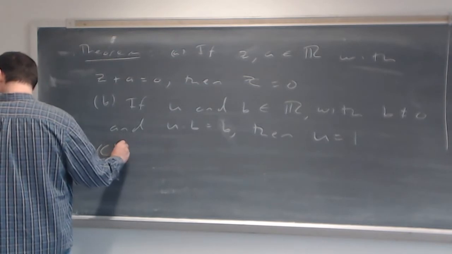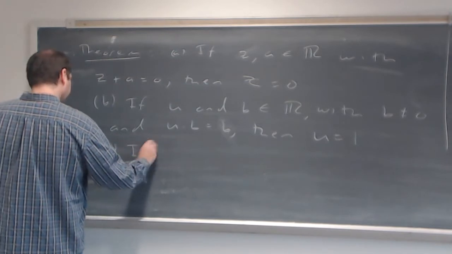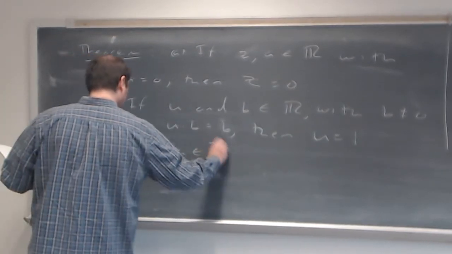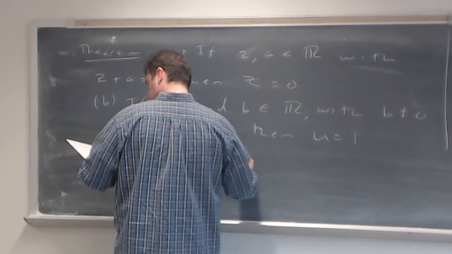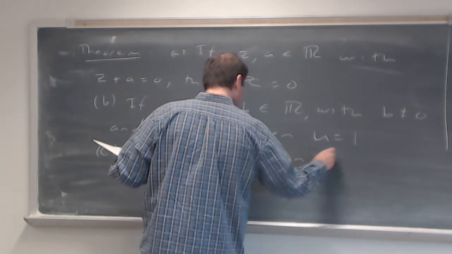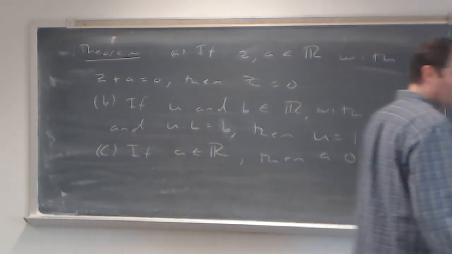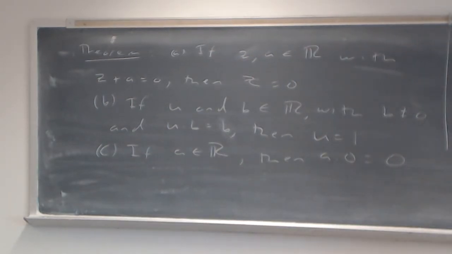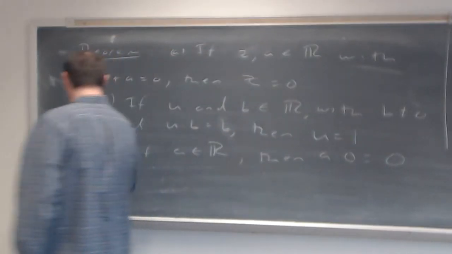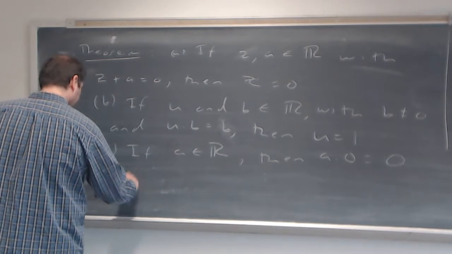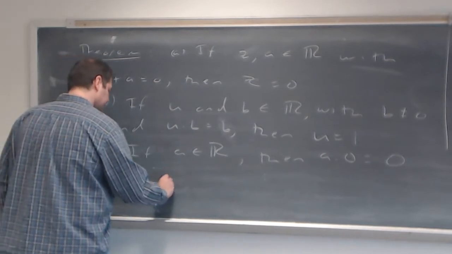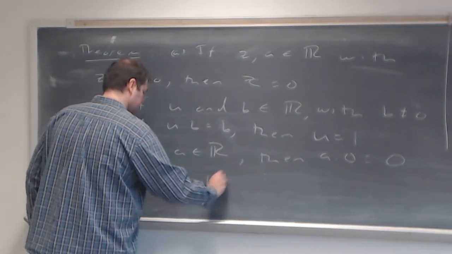Part C says, if A is a real number, then A times 0 equals 0. Okay. So we want to prove these items. Let me go back so I can write them down. And we'd already proven part A. This was done last time.